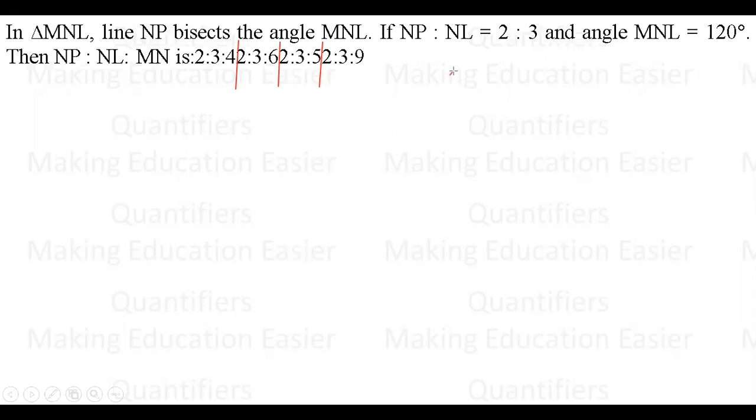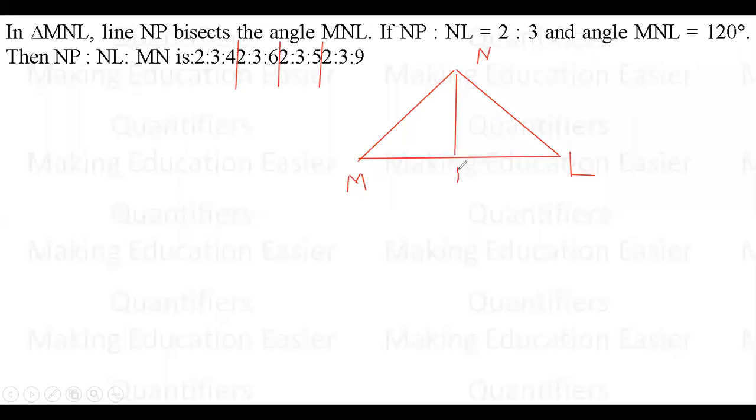Now, students, let's look at the question. In a triangle MNL, so I'll write this is M, N, and L. So in triangle MNL, NP bisects the angle MNL. So students, we can say that this angle will be equal to this angle, and it is given that NP is to NL is 2 is to 3.